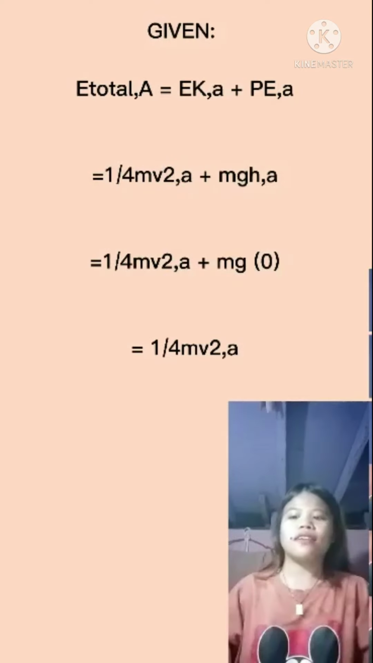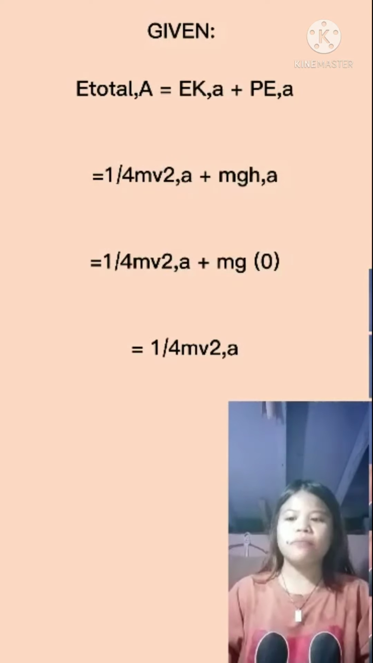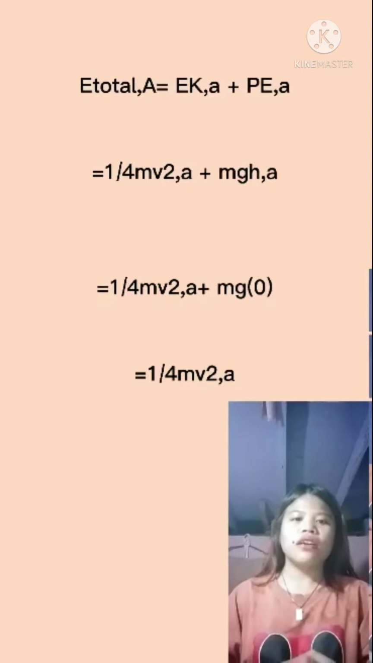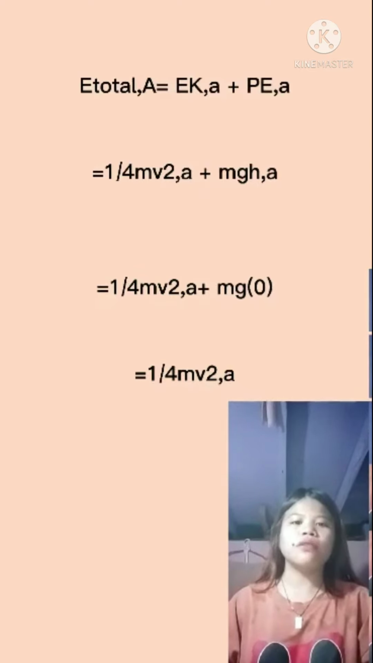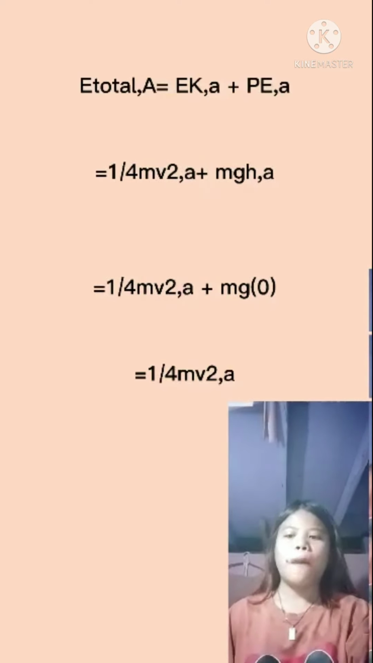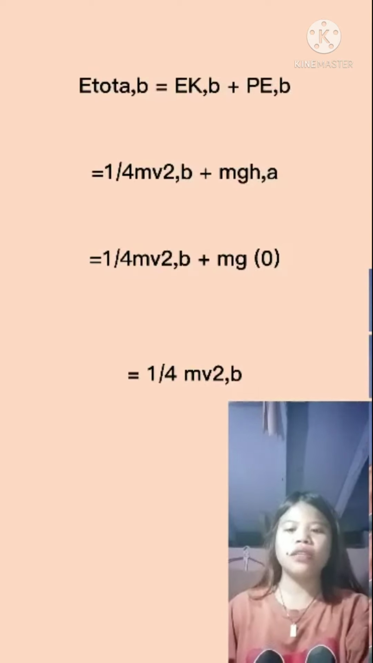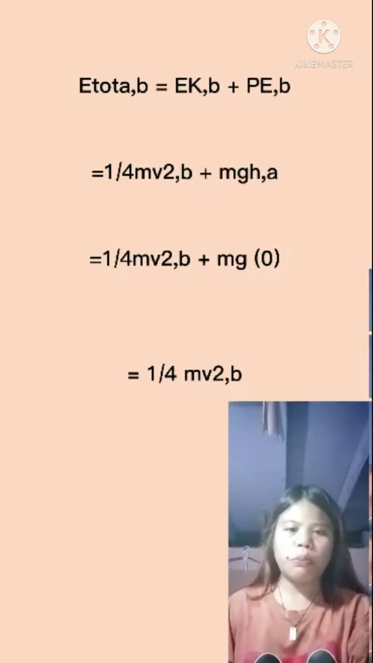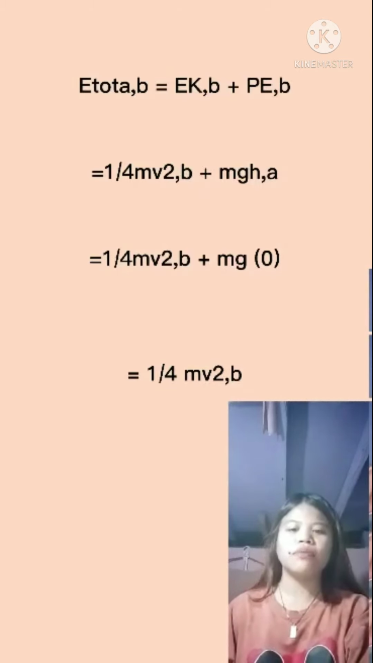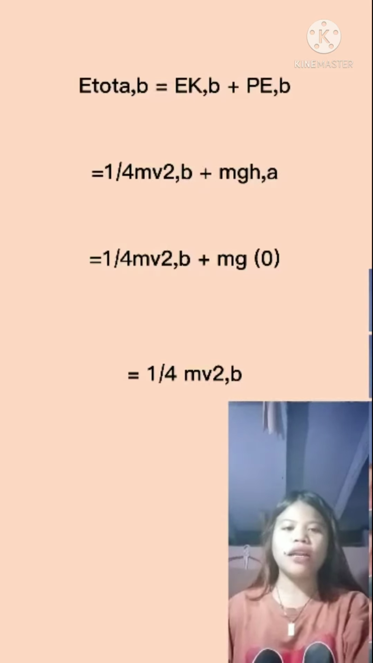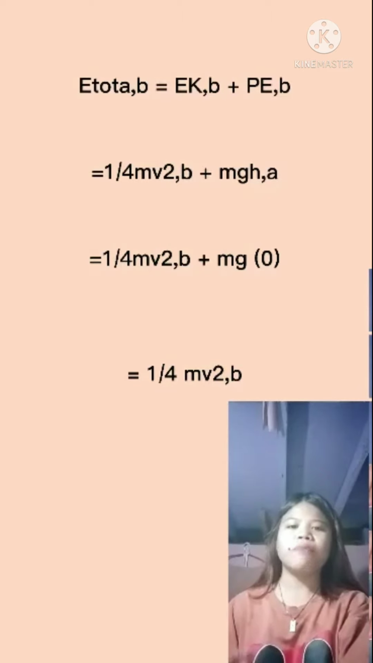E total A equals EKA plus PEA equals 1/4 mv squared A plus mgHA equals 1/4 mv squared A plus mg0 equals 1/4 mv squared A. And for E total B, it is EKB plus PEB equals 1/4 mv squared B plus mgHB equals 1/4 mv squared B plus mg0 equals 1/4 mv squared B. So, it's the same. I just copied the first given to make the other given.